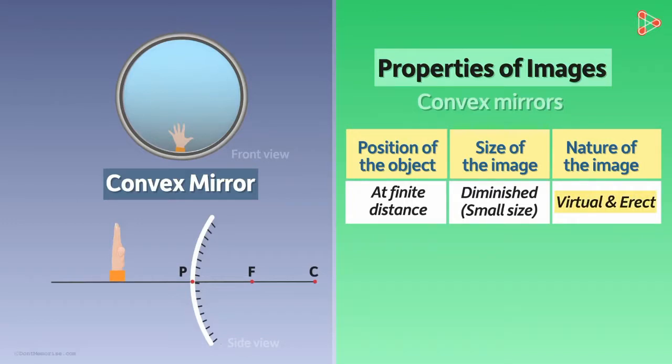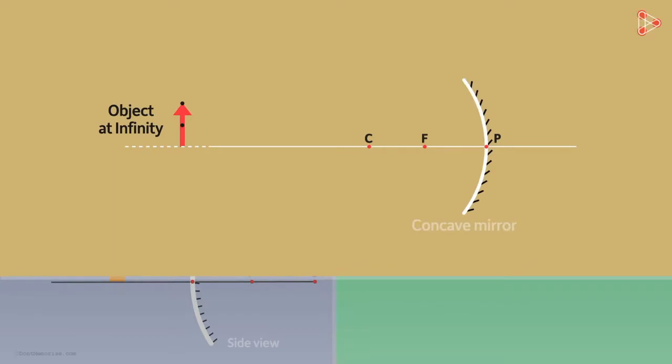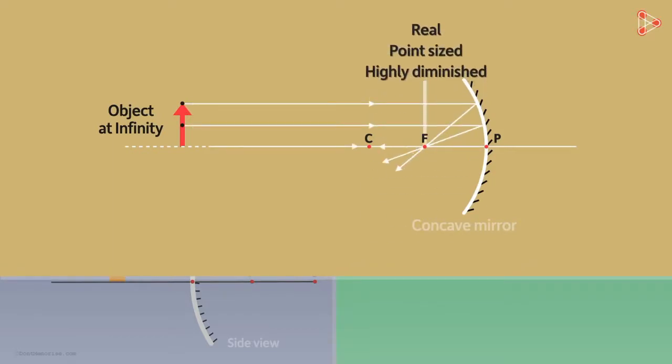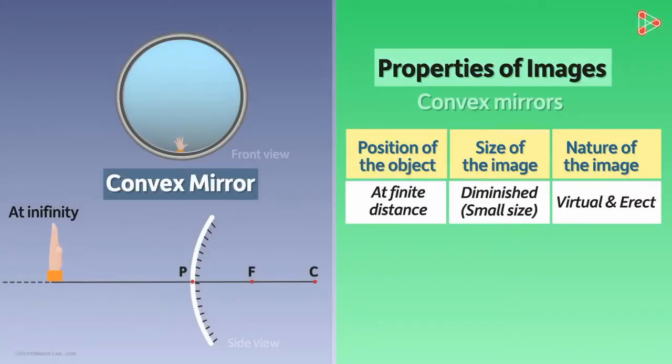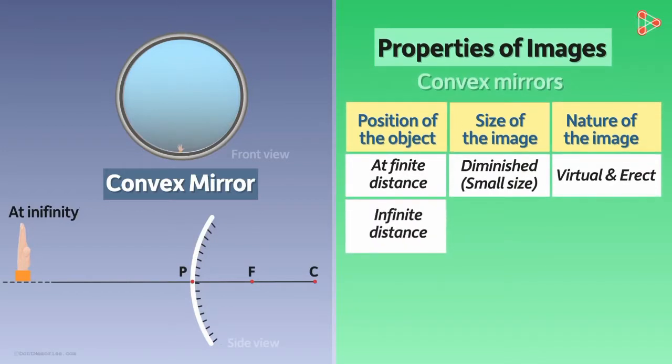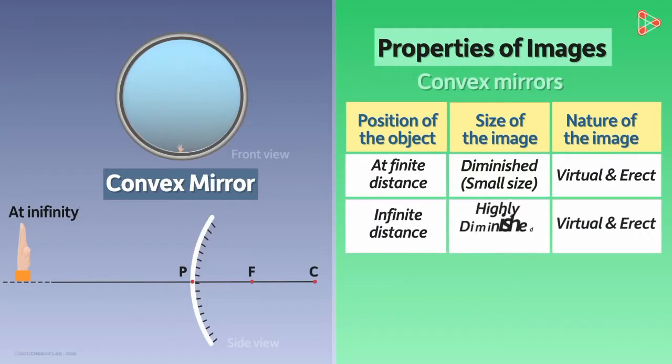You know what's coming next, don't you? Yes. What if the object is infinitely far away? Well, in the case of a concave mirror, when the object was infinitely far away, the image was formed at a single point. It was real, point-sized, and highly diminished image. Point size means that the whole image of the object is formed at a single point. Here too, the same thing happens. Image formed is indeed point-sized, but here the image is a virtual image. So when the object is kept at infinity, the image formed is virtual, point-sized, and highly diminished.